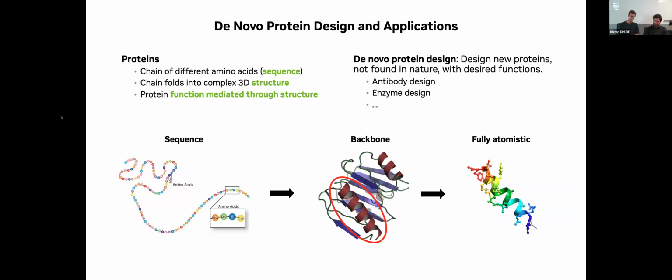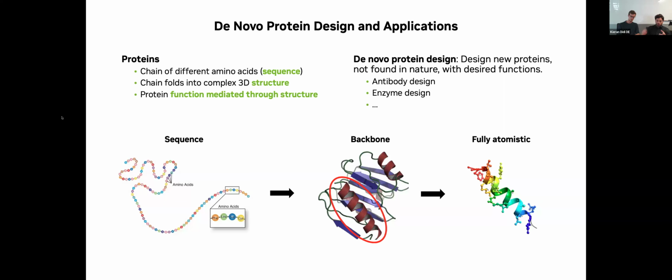When you put all of these residues together, this chain folds into a 3D structure. And it turns out the 3D structure defines the function of your protein. And de novo protein design, which is what we're doing, is basically designing new proteins that are not found in nature with some specific functionality. And there are many tasks that fall under this umbrella, so you can use this for antibody design, enzyme design, and whatnot.